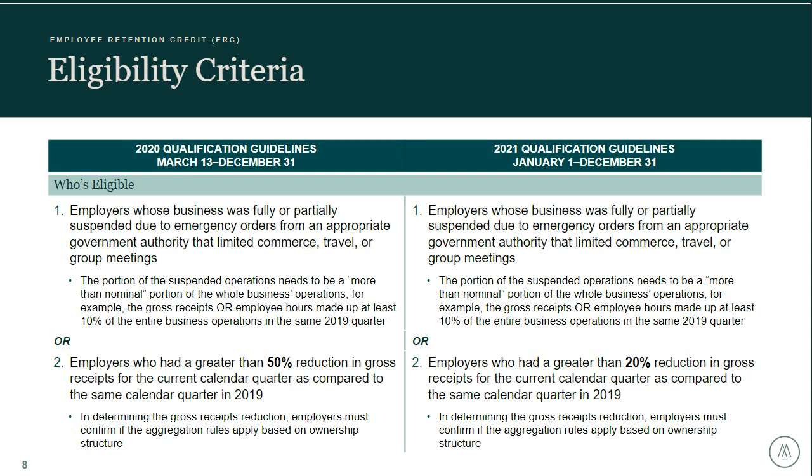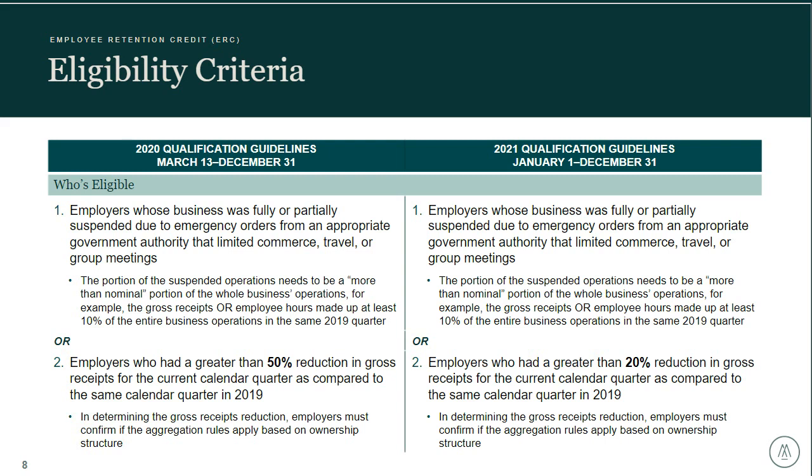And so the first eligibility requirement, and this is really the first thing to look at whenever we're talking about the employee retention credit, is there's a legal term. It's called eligible employer, and the way you meet that eligibility test is in one of two ways. First, if you had a full or partial suspension of operations due to a government order that limited commerce, travel, or group meetings. And so that's criteria number one, and that's the same for 2020 and for 2021.